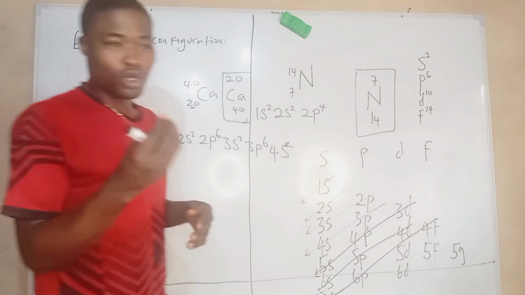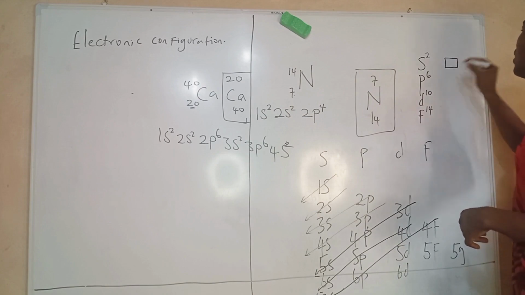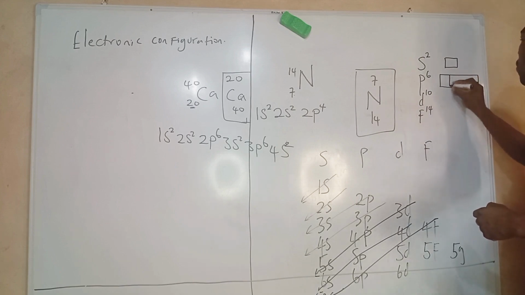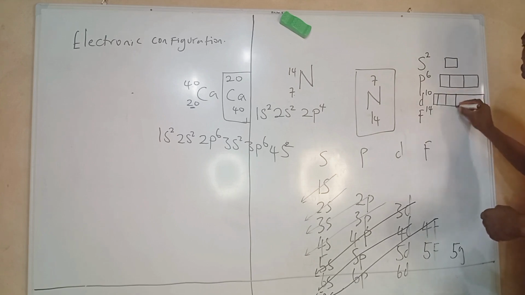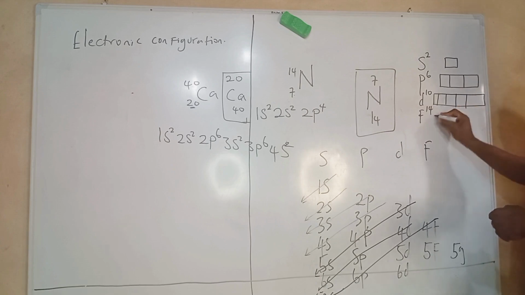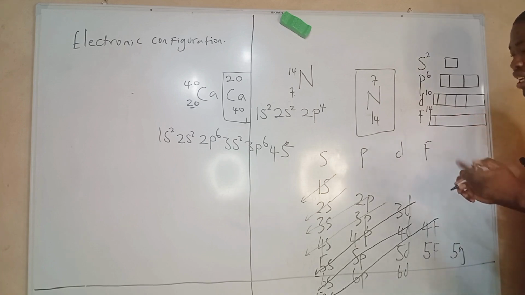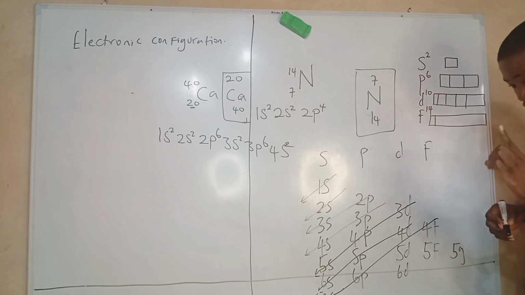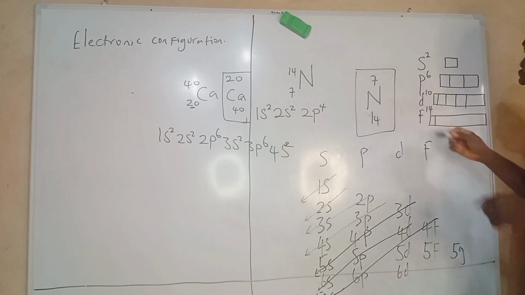In that video, I said that the S subshell has one orbital. The P subshell has 3 orbitals. The D subshell has 5 orbitals: 1, 2, 3, 4, and 5. While the F subshell has 7 orbitals, where an orbital can take 2 electrons maximum. The maximum number of electrons in any orbital is 2.